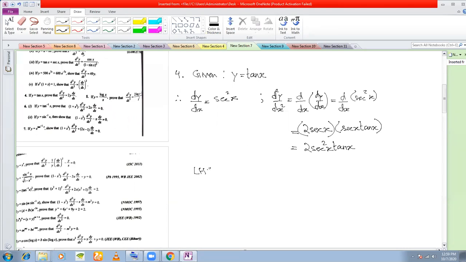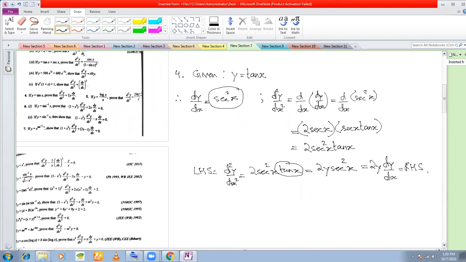Start from the left hand side. Left hand side is d2y dx2. This is 2 sec square x tan x. And what do you need to prove here? You need to prove 2y dy dx. So what is y here? y is tan x. So this is y, right? So you can write this as 2y sec square x, right? And what is dy dx? It is sec square x. So you can replace sec square x by dy dx, which is equal to your right hand side. Finished? Proved?